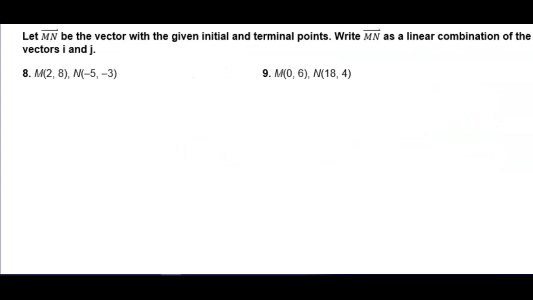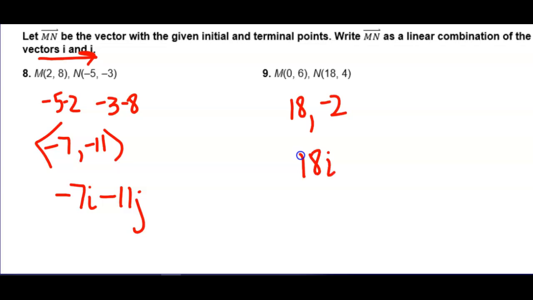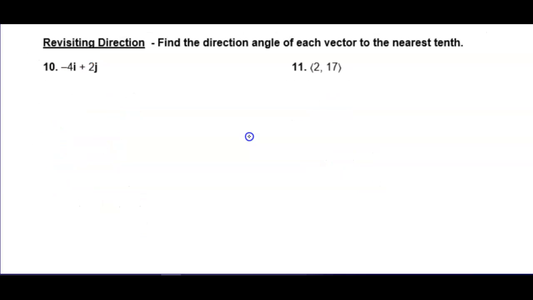So we're supposed to do that for these real quick. So -5 minus 2 is -7, and it's going from m to n, it said, right? So -3 minus 8 is -11. There are the components. So in linear combination form, you have -7i and -11j. All right. So this one goes up 18 and down 2. So you'd have 18i minus 2j. Take your time and go over that one again if you need to.